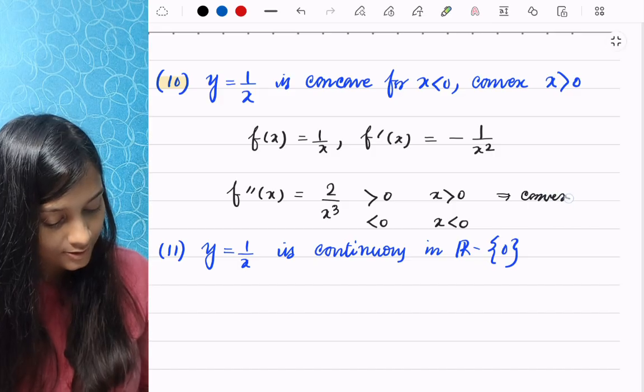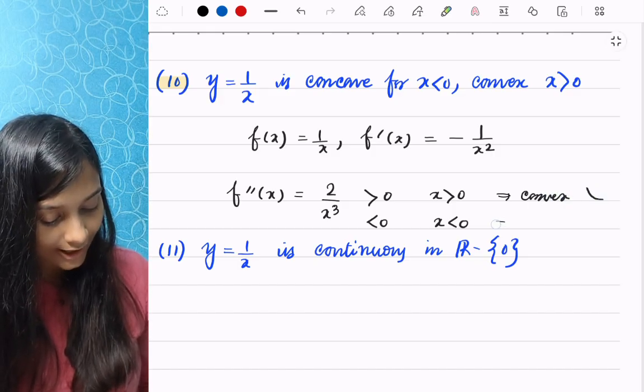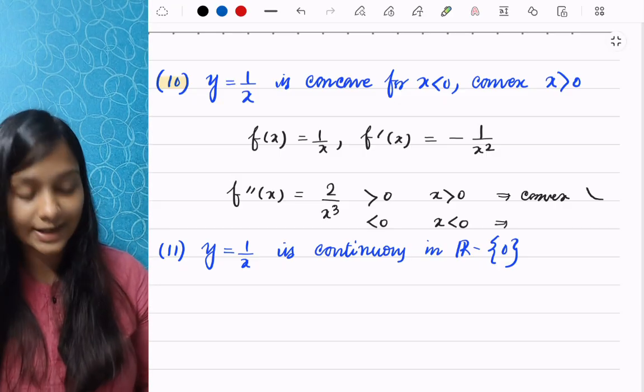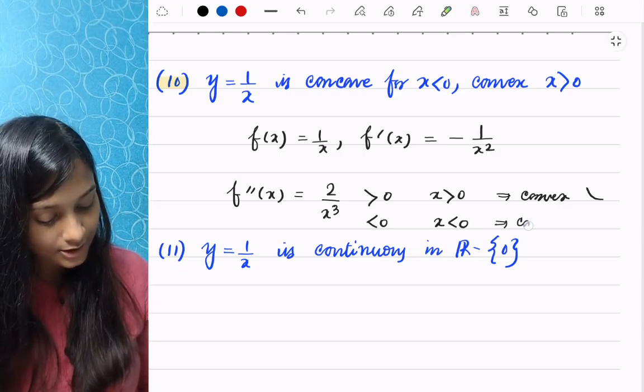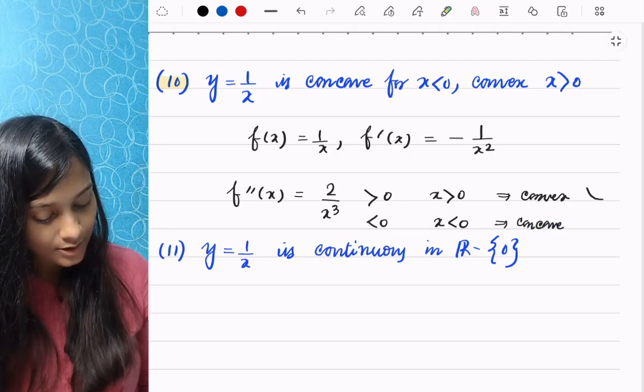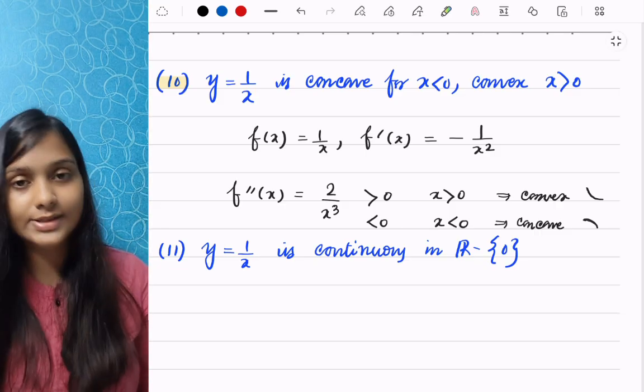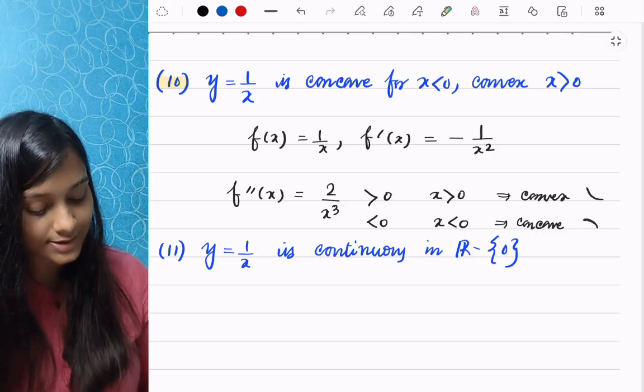Okay, so for the x greater than 0 part, as the double derivative is positive, it should be convex. Convex means it will have this kind of structure, and for x less than 0 we have the double derivative as negative, so it must be concave. So it must have this kind of structure.